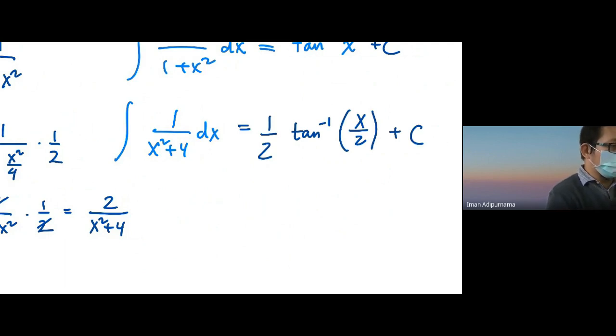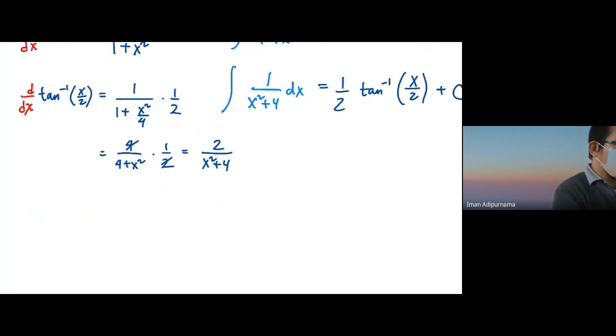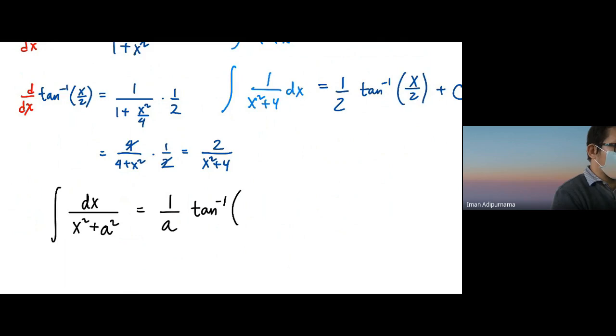Okay, so we can have a general formula for the integration of dx over x squared plus a squared. This will be 1 over a tangent inverse of x over a plus c.